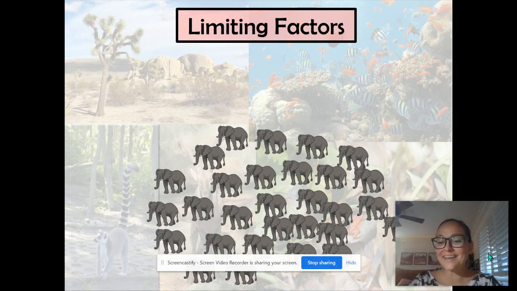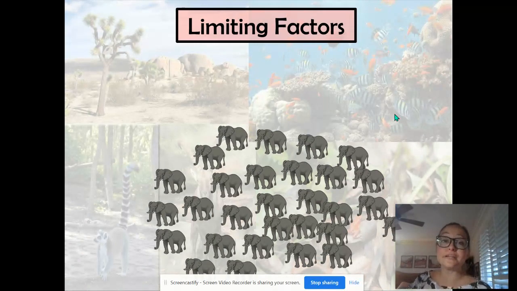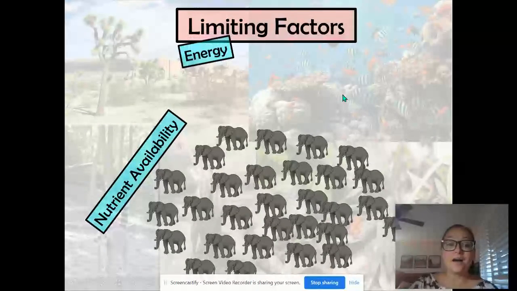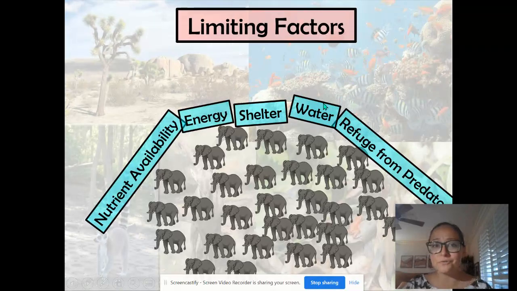Okay, so let's go ahead and talk about limiting factors in population ecology. So here I have a population of elephants, and there's going to be a few reasons why this elephant population cannot continue to grow exponentially, right? There's going to be a limit on nutrients, on the amount of energy, which is food. So there'll be a competition for food and resources. There'll be competition for shelter or water or refuge from predators.